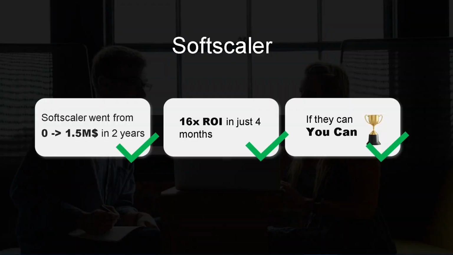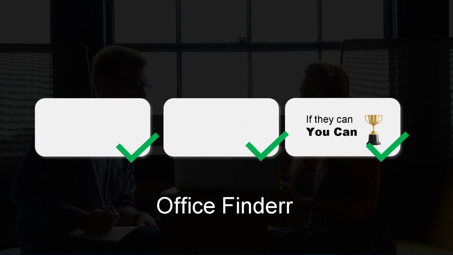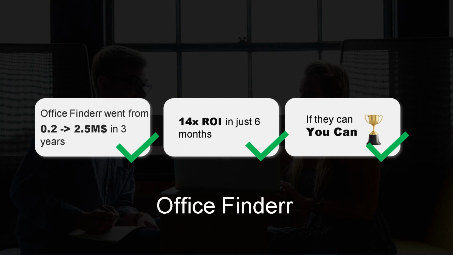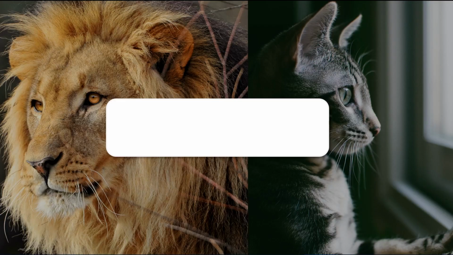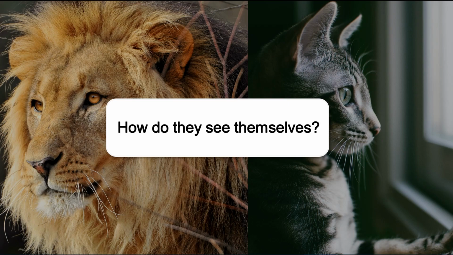As we've mentioned previously, we're quite proud of having worked with SoftScaler, but as we also talked about, we're going to be targeting B2B office real estate customers now. So we have to switch to a different customer. Office Finder went from 0.2 to 2.5 million in 3 years and had a 14x ROI in just 6 months. So it's still a pretty good customer, but not SoftScaler. Now this is the last slide before we jump in and create our success story, and it's about how the target audience sees themselves.